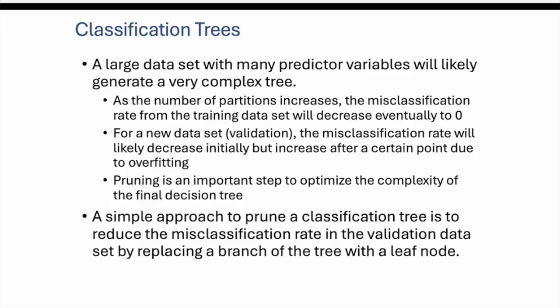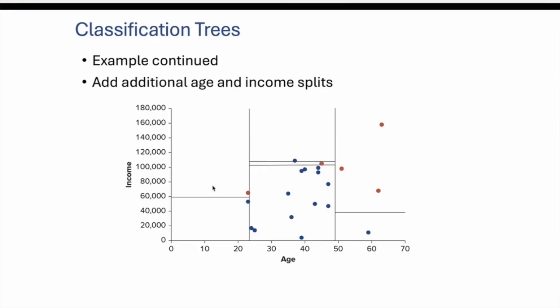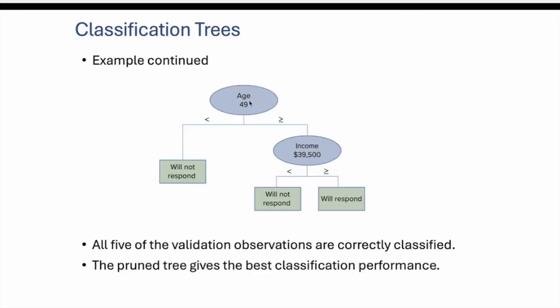The simple approach to prune the tree is just to reduce the misclassification rate in the validation data by replacing a branch of the tree with a leaf node. For instance, look at this tree. We can just eliminate the whole branch here, and we can decide that if the age is less than 49, the person is not going to respond. Look at this. Because the majority of these cases are blue, it's just clear that if less than 49, the person is not going to respond, without considering these two red dots, right? So we can just immediately come up with this. So this is a pruned tree. We eliminated many of the interior nodes to come up with this.